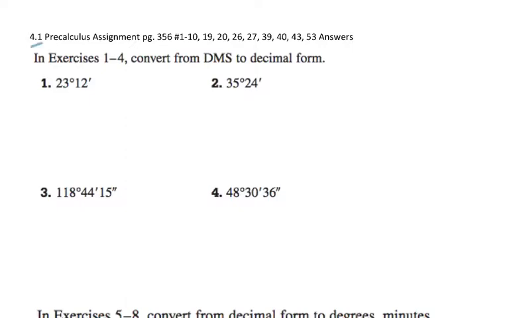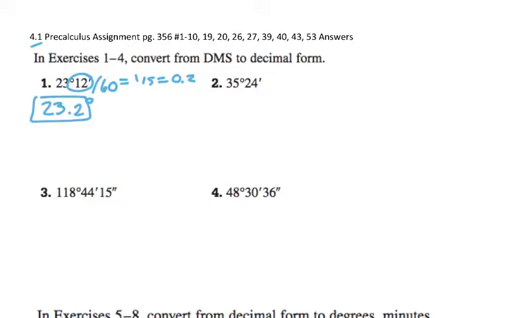Alright, and here we are with the 4-1 assignment. Our directions here are to convert from DMS, which means degrees, minutes, and seconds, to decimal form. Super. So, to get from degrees to its decimal form, we will have 23 as the whole digit, but then we need to make 12 out of 60 into our fraction. So 12/60ths is going to be 1/5, which is 0.2. So that means that we have 23.2 degrees instead of minutes and seconds and all that good stuff.